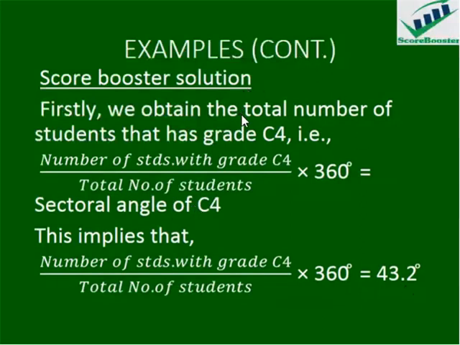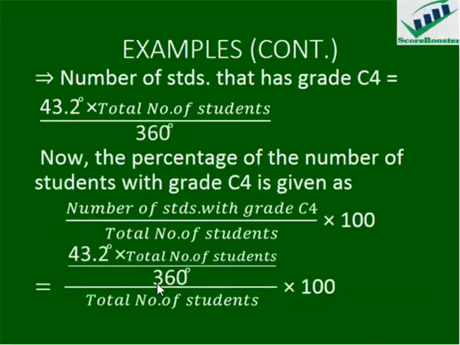So since the first thing we want to do is to obtain the number of students with grade C4, we make this the subject of the formula, and that will be given as the number of students with grade C4 will be equal to the total number of students multiplied by 3.2 degrees, which is the sectorial angle of grade C4, divided by 360 degrees. So this is what we assume to be the number of students that has grade C4. So now we know the number of students that has grade C4 in terms of the total number of students. So now we obtain the percentage of the number of students with grade C4.